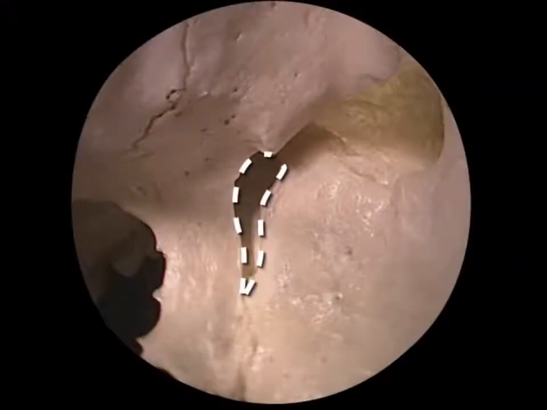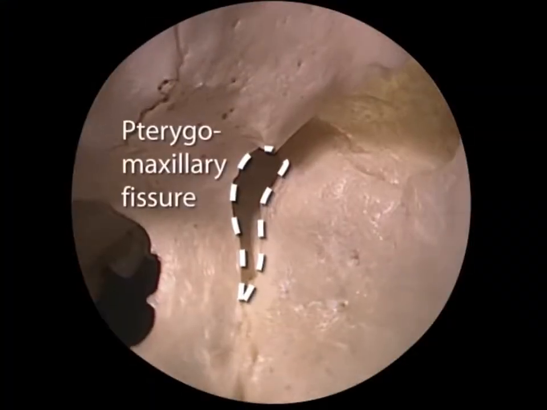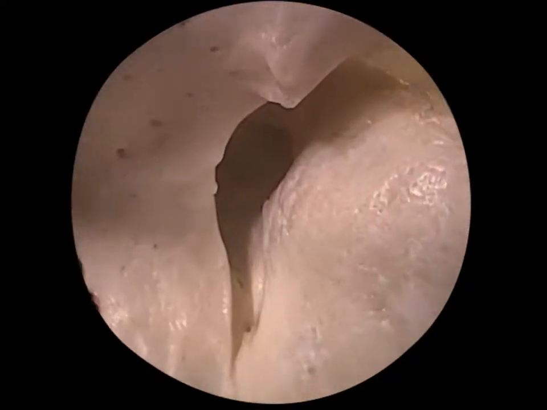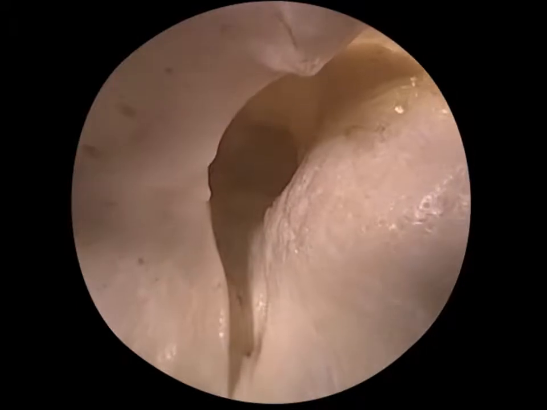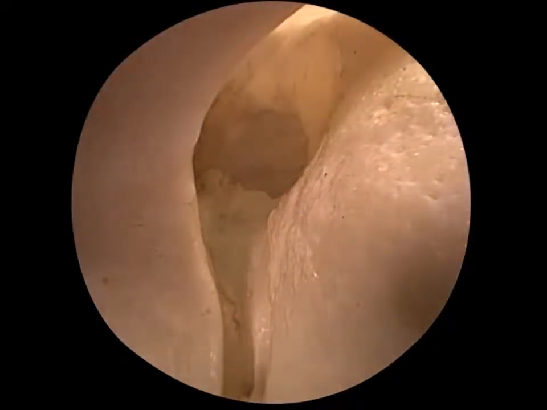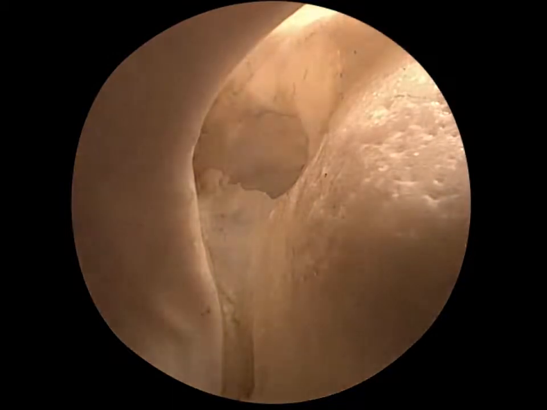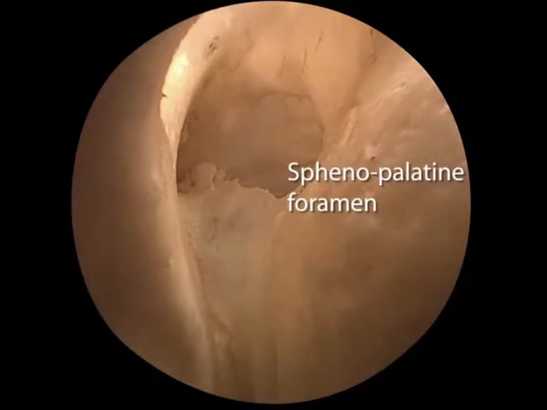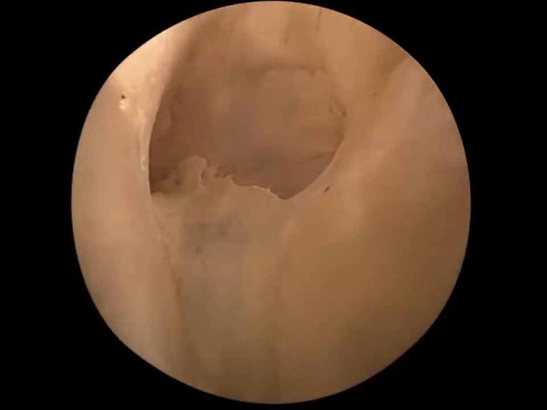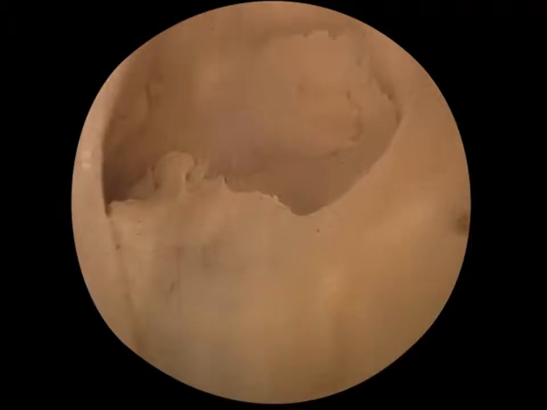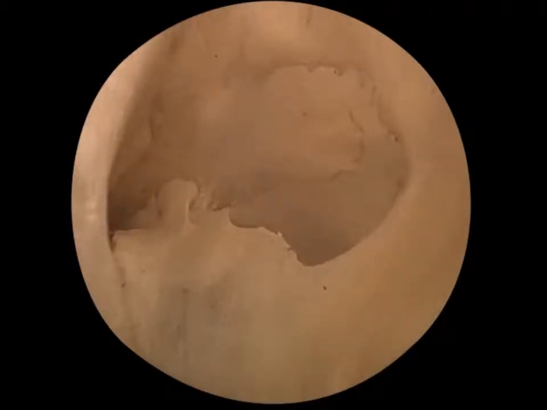The lateral entrance to the pterygopalatine fossa is called the pterygomaxillary fissure. Entering the pterygopalatine fossa and looking straight ahead, that's directly medial, we can see a large bony opening. That's the sphenopalatine foramen. It opens into the nasal cavity. The nasopalatine nerves and the sphenopalatine artery pass through it.